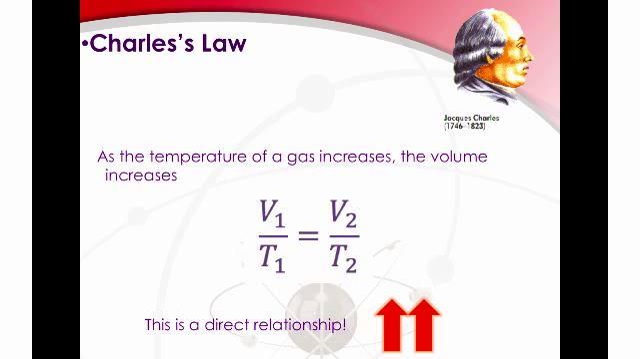This relationship is called Charles' law. As the temperature of a gas increases, the volume increases. This is a direct relationship. So from this expression, we can see that volume 1 over temperature 1 is proportional to volume 2 over temperature 2.